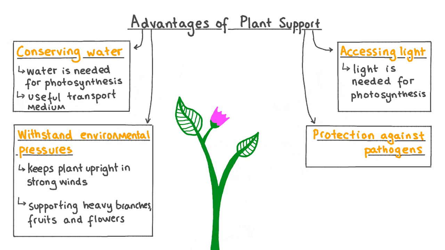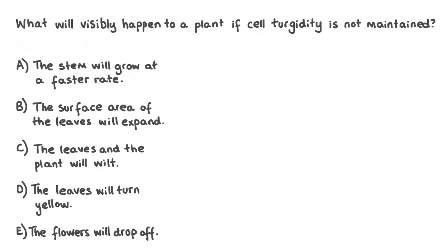Let's review what we've learned about support in plants by applying our knowledge to a practice question. What will visibly happen to a plant if cell turgidity is not maintained? A. The stem will grow at a faster rate. B. The surface area of the leaves will expand. C. The leaves and the plant will wilt. D. The leaves will turn yellow. Or E. The flowers will drop off.